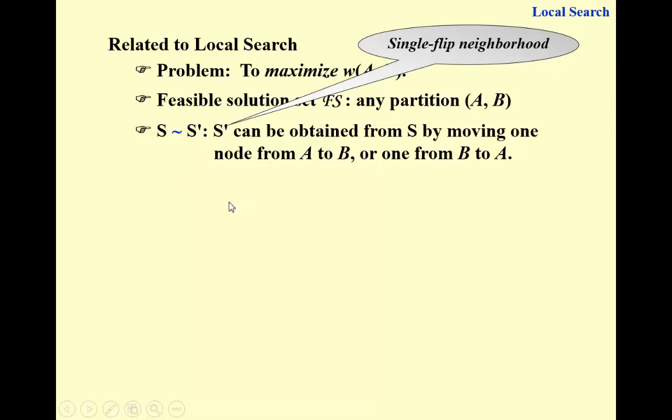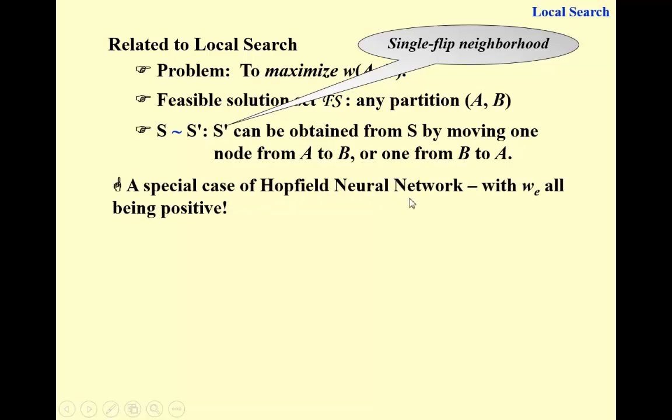Isn't it merely a special case of the Hopfield neural network, with all the weights being positive? That is, for every edge, we would like to have its two endpoints in different colors, or say in different states. To maximize the weight function is the same as to say we want to maximize this phi of S, which is the sum of the weights of all the good edges. So we already have a solution.